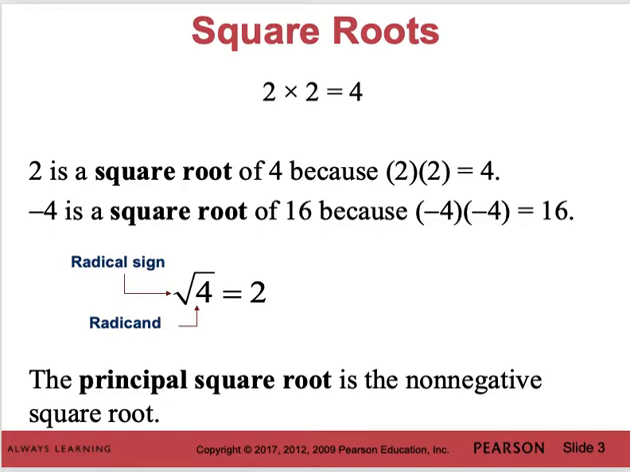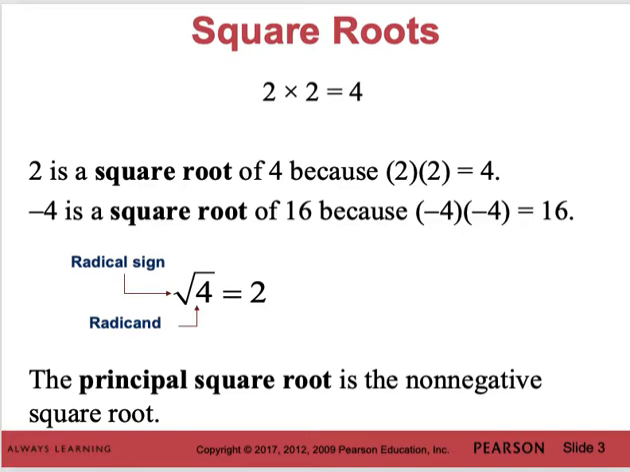So when we're shown a radical sign, we are looking for a number that multiplies by itself to equal the value under the radical sign. The number under the radical sign is called the radicand. The principal square root is the non-negative square root.